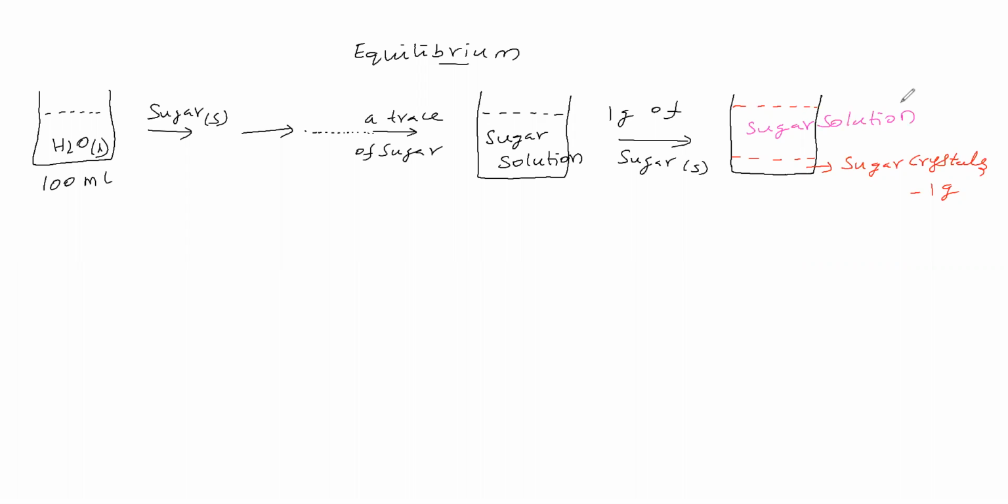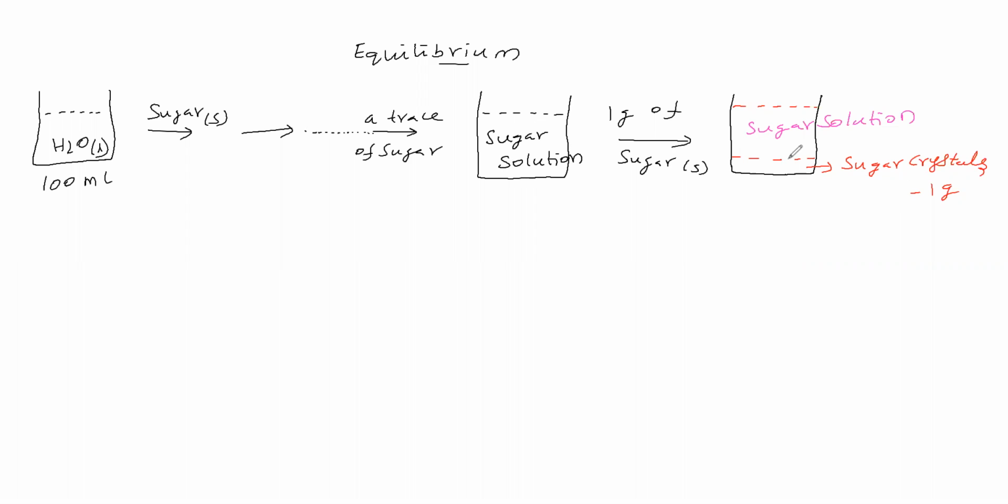Now see, here we prepared a sugar solution. To this we added 1 gram of solid sugar. We stirred the contents very well, then we left it for some time. At the bottom we got sugar crystals, 1 gram, and above it the sugar solution is there.